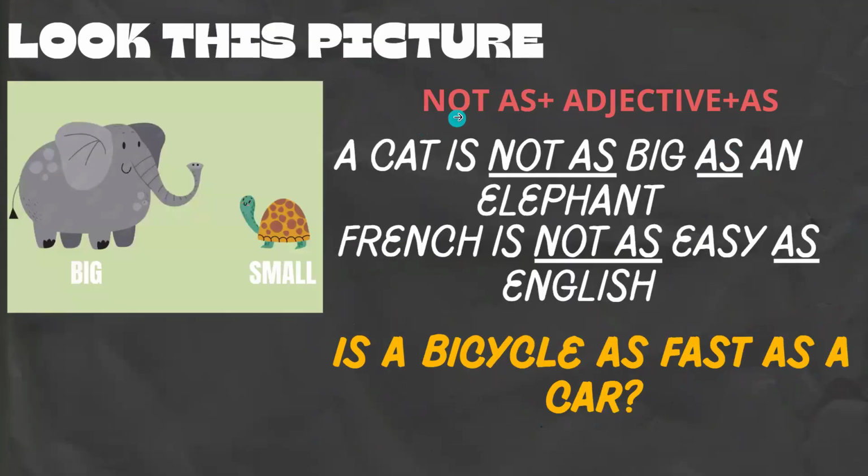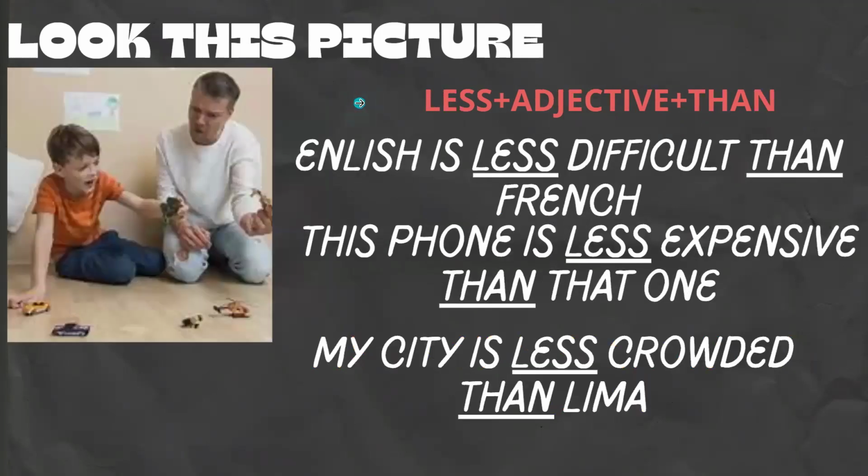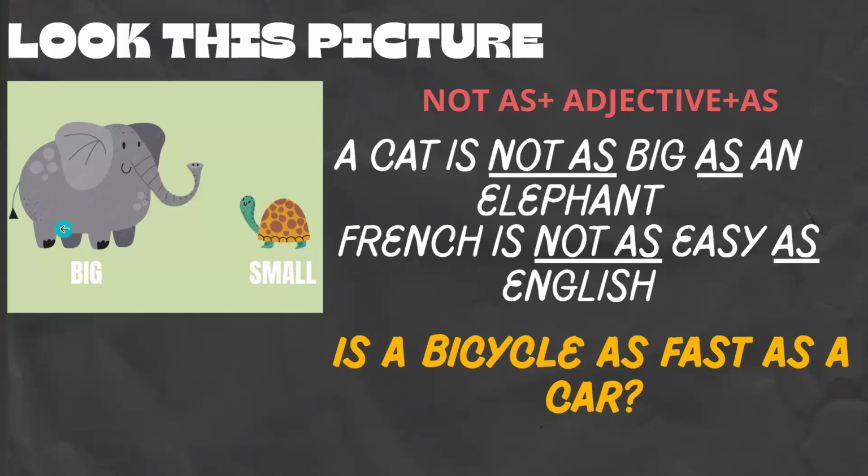The second topic is the contrast: not as plus adjective plus as. Okay, what can you see in this photo, Rachel? I see two animals. Okay. And you, Alexis? I can see an elephant and a turtle. Okay, what about you, Randall?